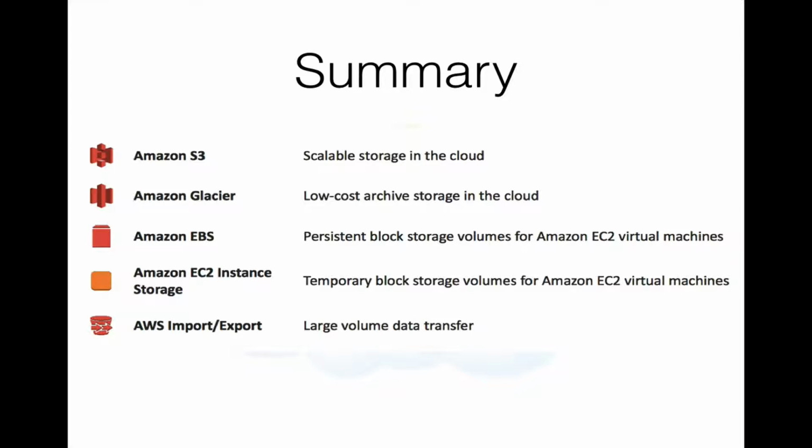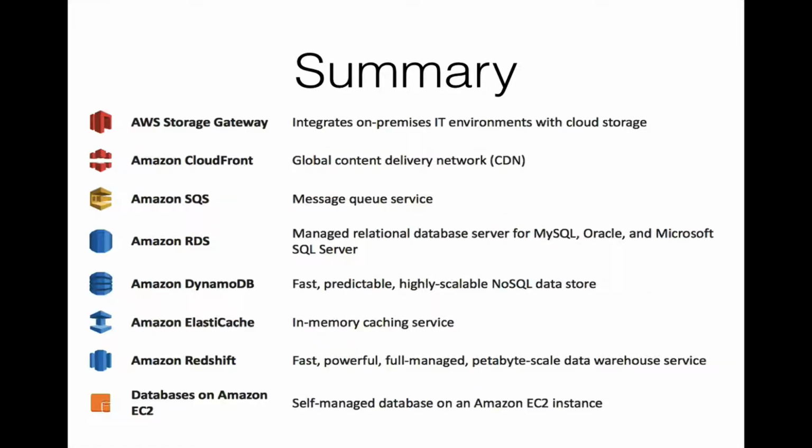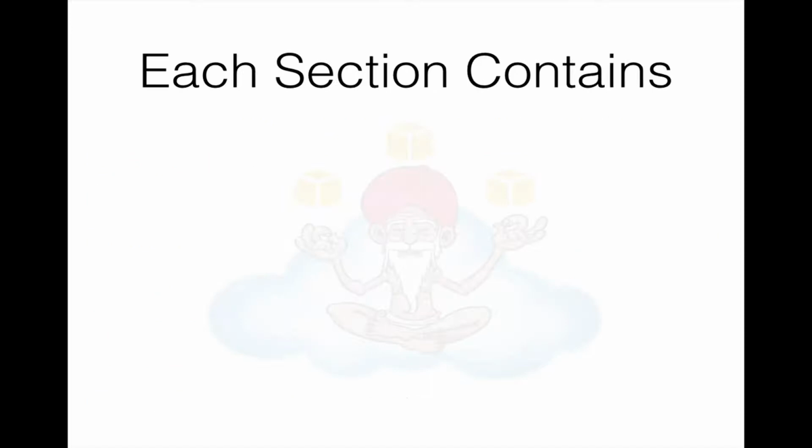We've got S3, Glacier, EBS, EC2 Instance Storage, which is our temporary block storage or our ephemeral storage. We've got our AWS Import Export, which allows us to transfer large volumes of data. We've got Storage Gateway, Amazon CloudFront, SQS, RDS, DynamoDB, ElastiCache, Redshift, and databases on Amazon EC2, so that's where you install MySQL or SQL Server on your individual EC2 instances.